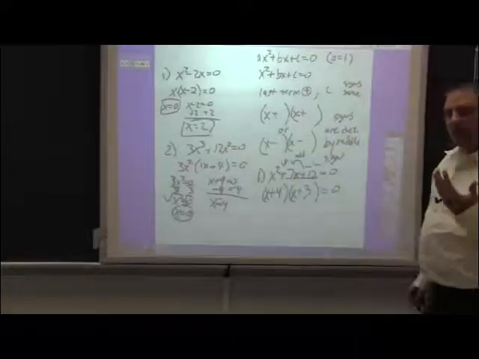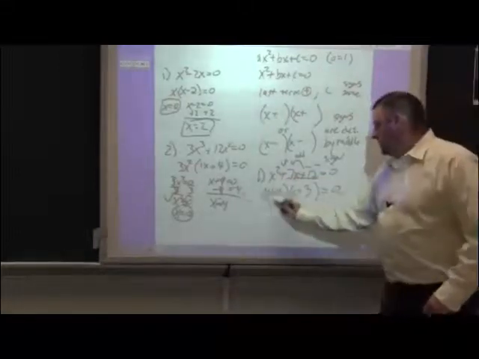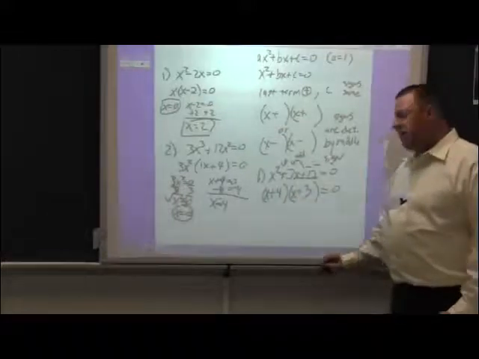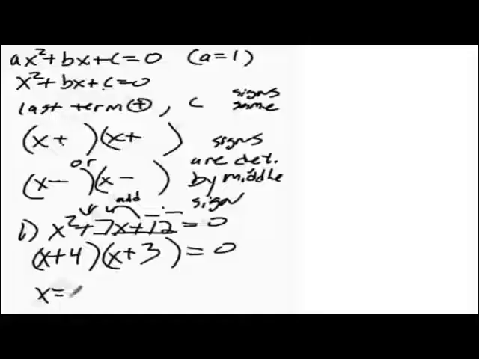Now we're almost done. We just have to solve for x. Now we talked about this. If the coefficient, the number in front of the x's, is 1, the answers are going to be automatically the opposite number. So negative 4, and for the other one, it's going to be negative 3.